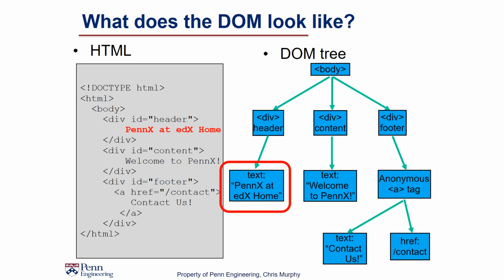The middle div would be the same. And in this far right we have the div called footer, which has this anonymous anchor or a tag. And then that anonymous anchor or a tag contains two other elements, one of which is the href, where this link would take us, and then the text that appears, which is contact us.